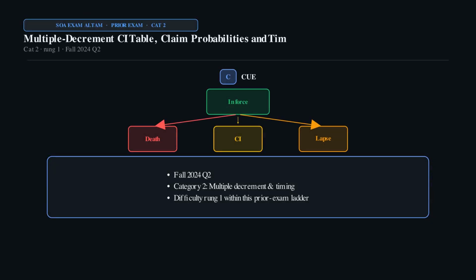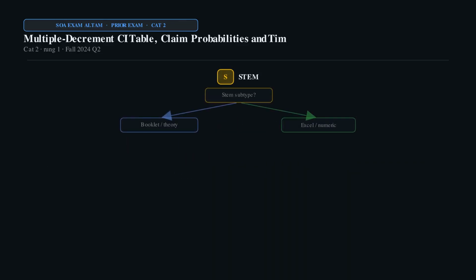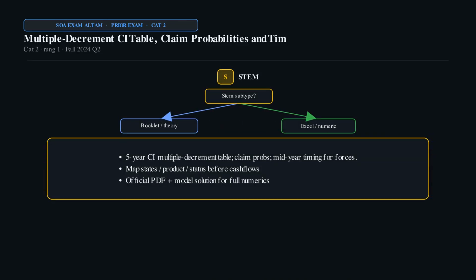Fall 2024 Question 2. This sits in Category 2, Multiple Decrement and Timing, difficulty rung 1 on the prior exam ladder. Recognition cue: competing decrements with a timing assumption trap. STEM focus: 5-year CI multiple decrement table, claim probs, mid-year timing for forces. Own the recognition cue and map before grinding algebra.